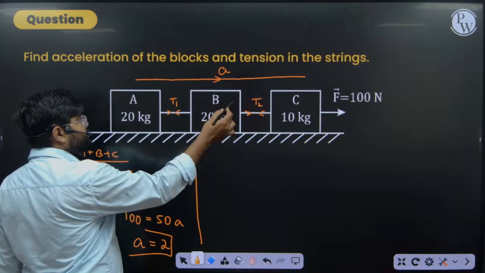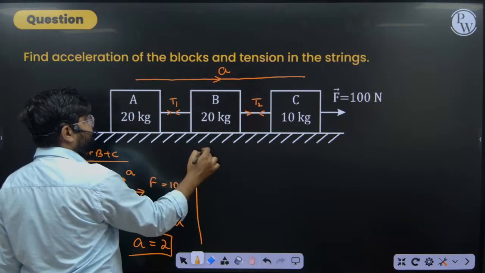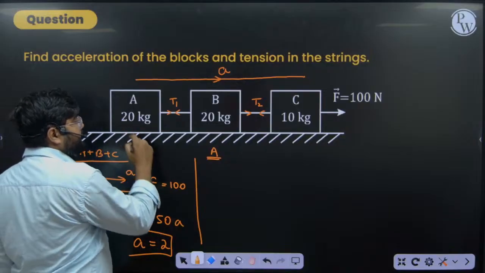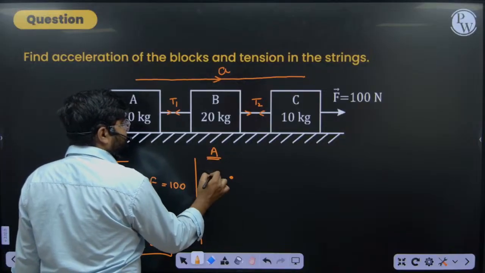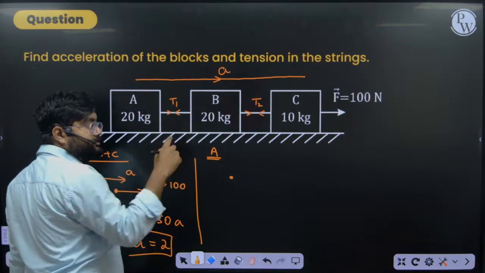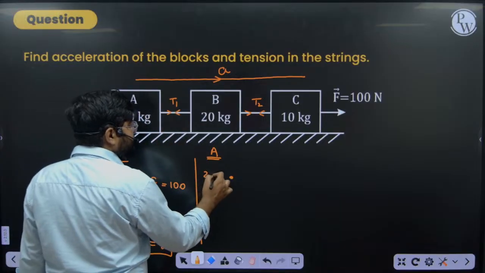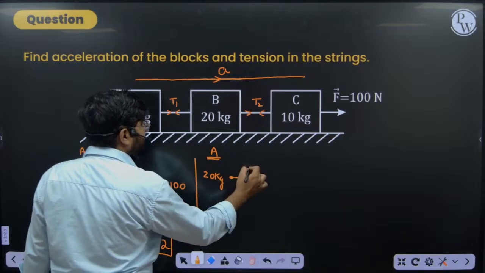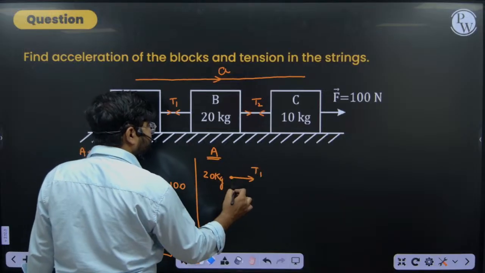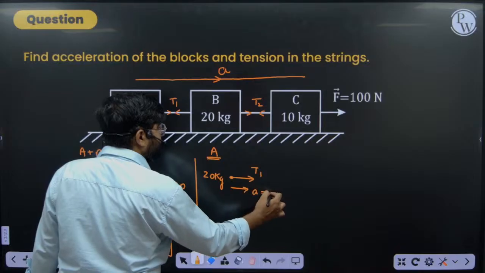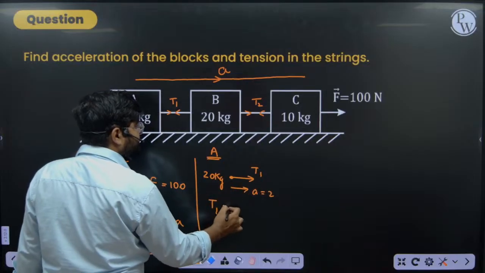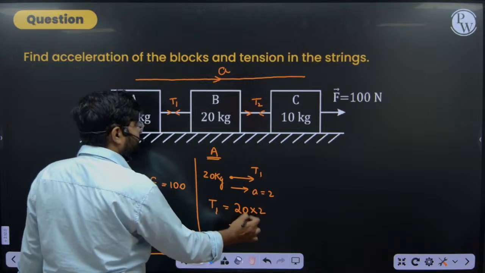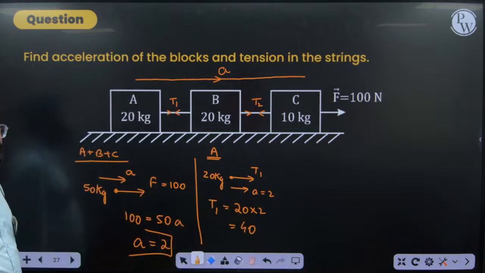Once we got the acceleration, now we can draw FBDs. Let's draw any two FBDs. Let's first start with A. If I draw the FBD of A, I can see the mass is 20 kg. Again, vertical forces we are not drawing. The force acting is just T1, and the acceleration is 2. So we can write force equals to mass into acceleration, and it will come out as 40. T1 is 40.